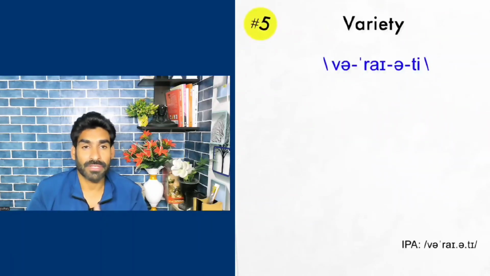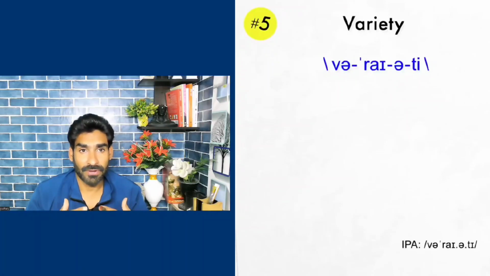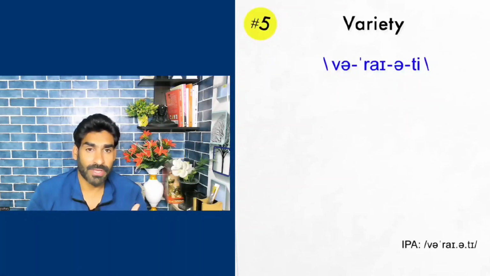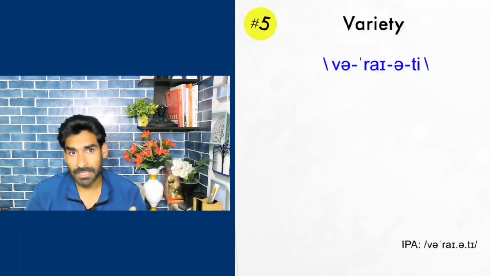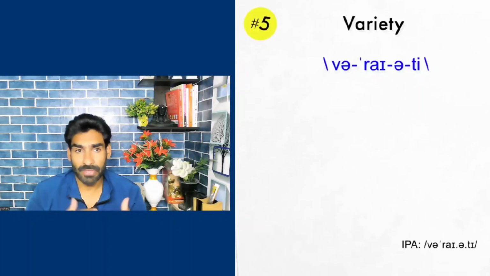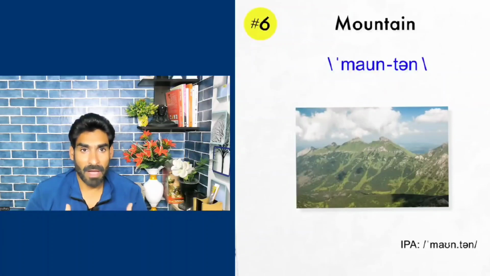The next word we have is variety. Where the stress is on the second syllable, we say variety. So like variety. The next word we have is mountain.